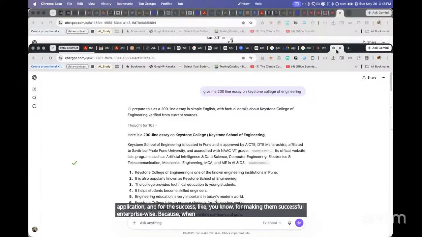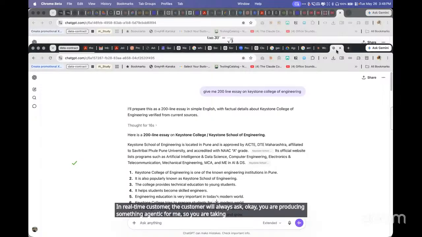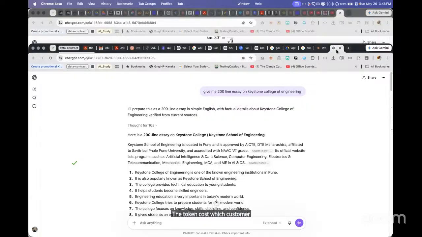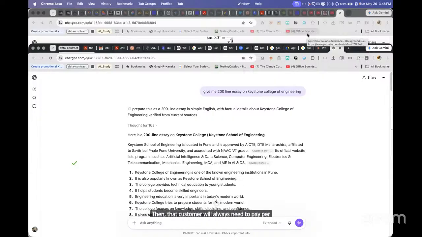Because when you face a real-time customer, the customer will always ask, okay, you are producing something agentic for me. So you are taking a contract from a customer for doing agentic work. But the main thing is the token cost which the customer will need to pay every month. That is the main criterion for successfully launching that agentic program in production. Because if you have used these expensive LLMs for coding, then that customer will always need to pay a vast amount of money per month as Google's bill for the token burning.